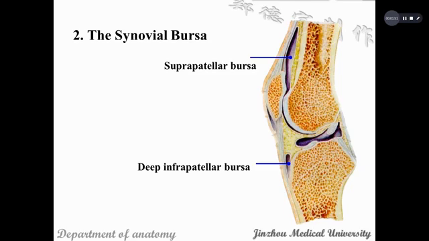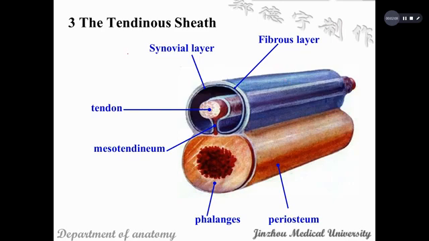And then the synovial bursa. This one we introduced in the joint, or the synovial joint. The synovial bursa is formed as the synovial membrane protrudes to the outer side. And then the tendinous sheath.